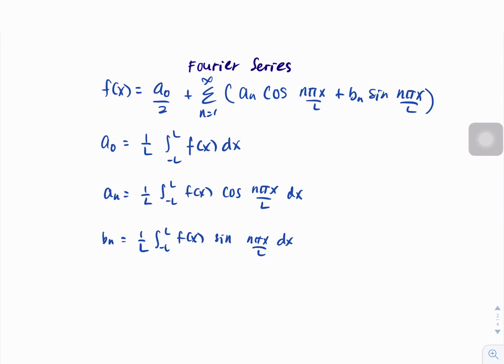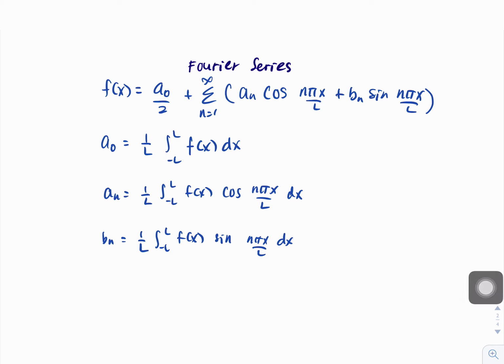Before we go into Fourier cosine and Fourier sine series, we must know that a Fourier series, which is f(x), is equal to a0 over 2 plus a summation of an multiplied by cos n pi x over L plus bn multiplied by sine n pi x over L, where our a0 here is 1 over L times the integration of f(x) from negative L until L, and this is our an, 1 over L multiplied by the integration of f(x) multiplied by cos n pi x over L, and this is our bn, which is equal to 1 over L times the integration of f(x) multiplied by sine n pi x over L.